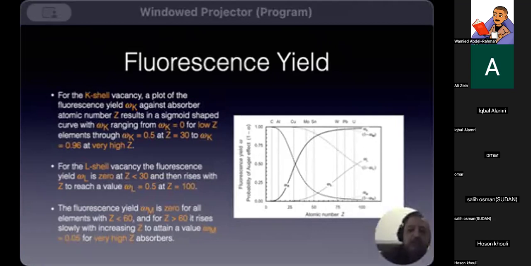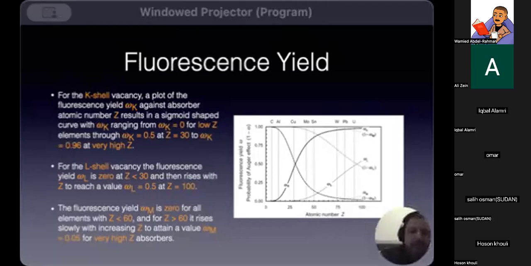And then as we go to higher Z, the curve looks like a sigmoid. When we go to higher energy, higher Z, here we have lead, we have uranium here. The value of the fluorescence yield approaches a value of about 0.96.